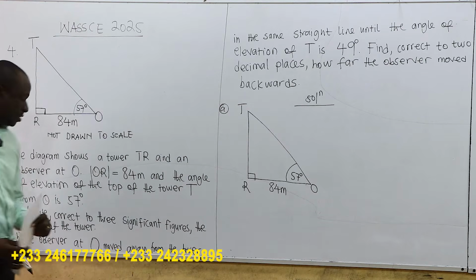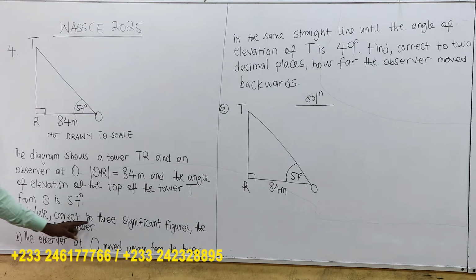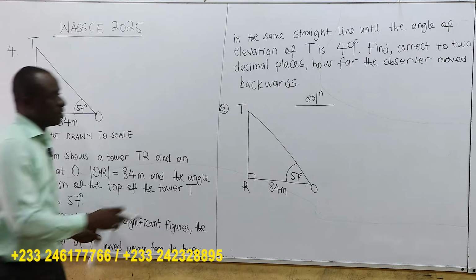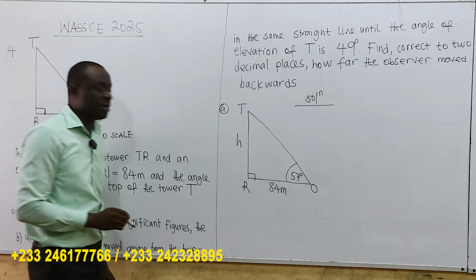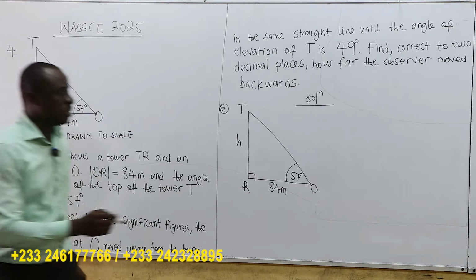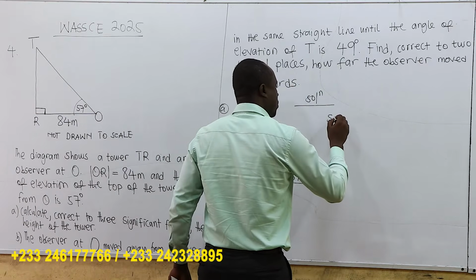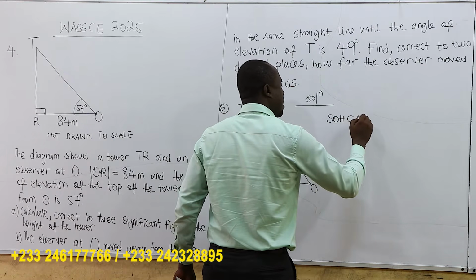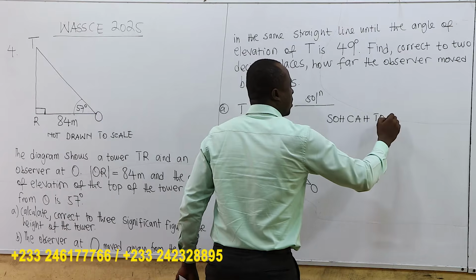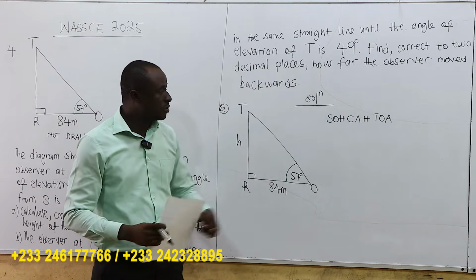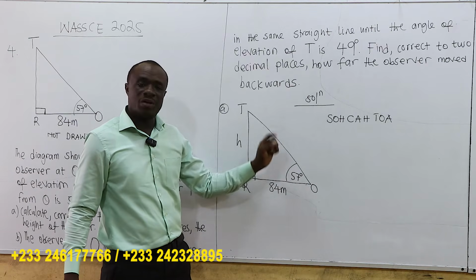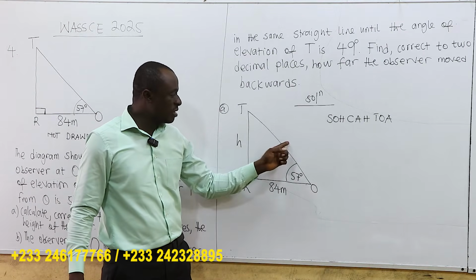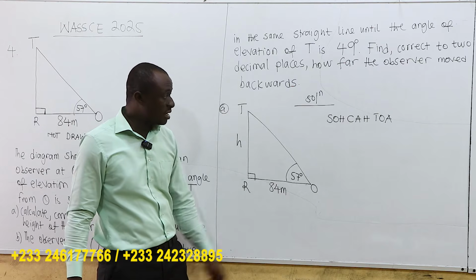Now the first question, what is our first question saying? Calculate, correct to three significant figures, the height of the tower. So we want to find the height of the tower. So let's denote the height of the tower by H. Now the trig ratios we have: sine means opposite over hypotenuse. We don't know the opposite, and we don't know the hypotenuse, so we can't use that.